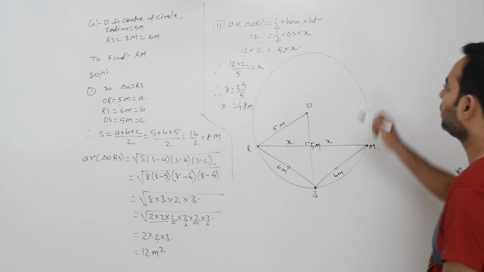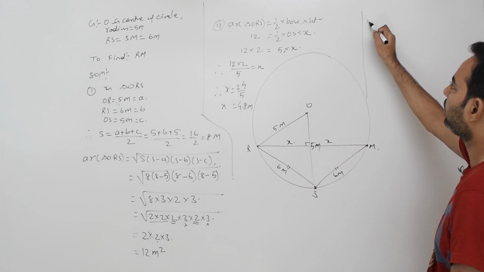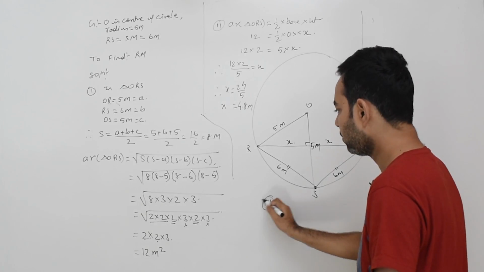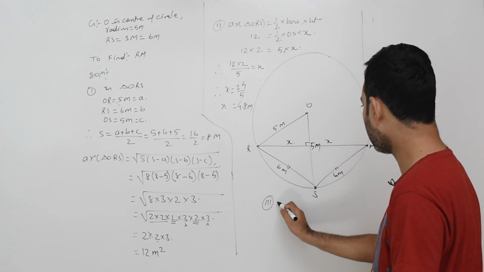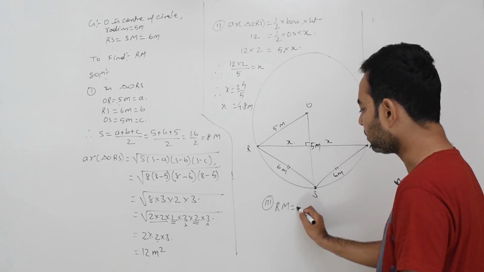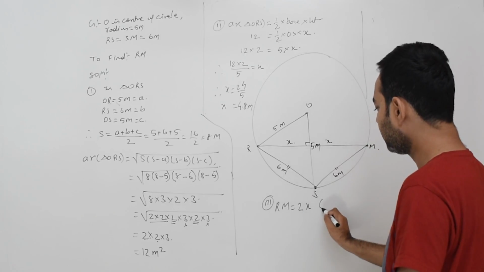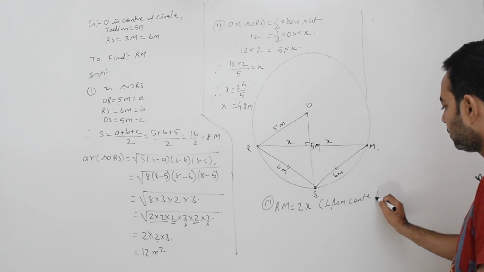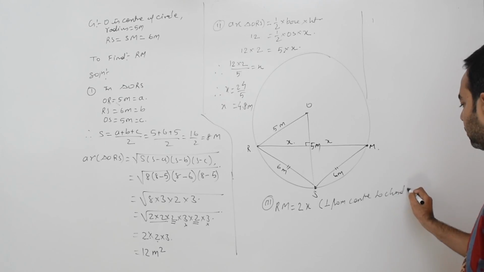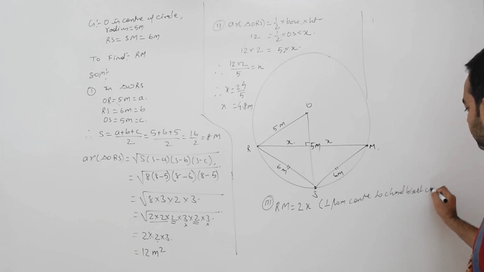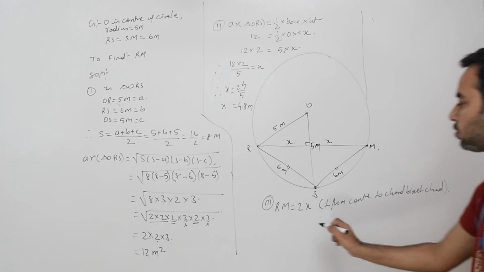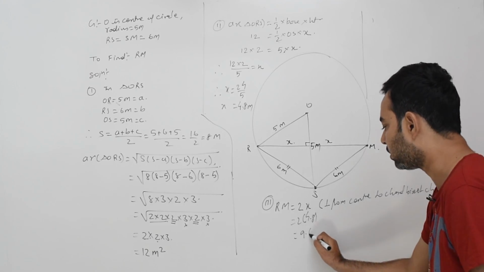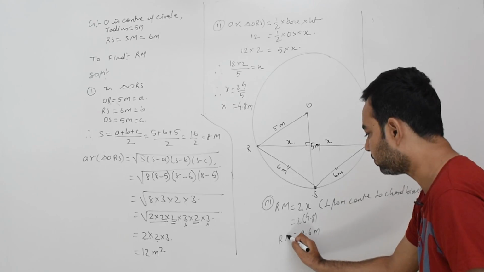x मिल गया। x मिलने के बाद में, in the third point, we can find out this RM. RM is nothing but 2 times x because a perpendicular from the center to the chord bisects the chord. So 2 into x is 2 into 4.8, so it's 9.6 meters is RM.